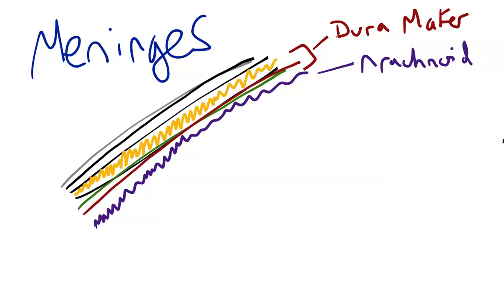After a subarachnoid space, you'd find the pia mater, which is the innermost membrane, continuous with the surface of the brain itself.